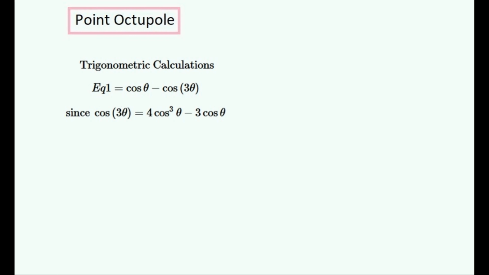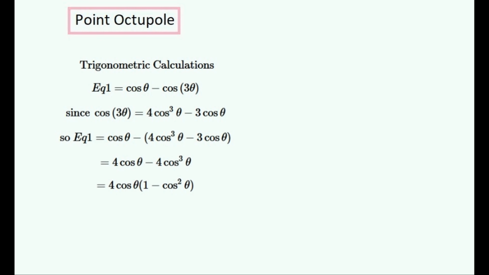This is the expression that we have to substitute in for cosine 3 theta. So then we substitute this term in to get this, and we get this expression after simplifying the last expression. Then we factor out this term, and this term in brackets is equal to sine squared theta, which gives us a sine term in the numerator to cancel out the sine term in the denominator.